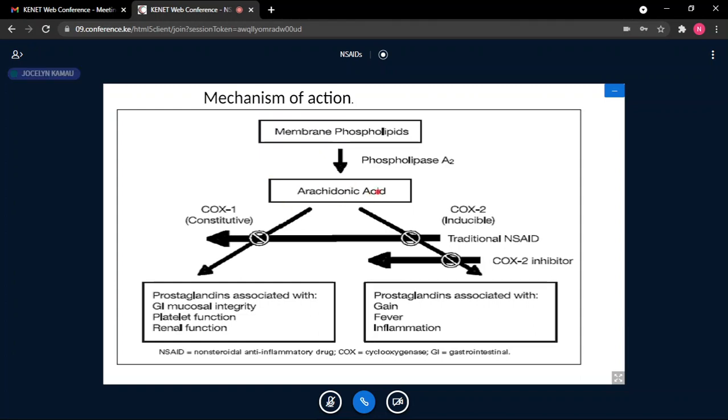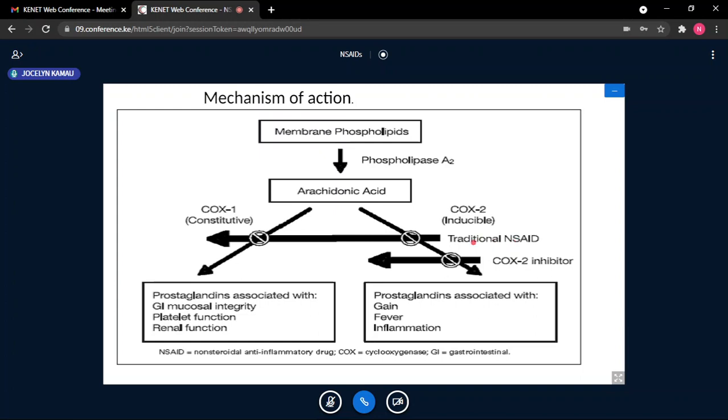Arachidonic acid, or eicosatetraenoic acid, has 4 double bonds. It can be converted to prostaglandins associated with pain, fever, and inflammation through the action of the inducible COX-2. It can also be converted into prostaglandins associated with GI mucosa integrity, platelet function, renal function, and so on, through the action of COX-1.